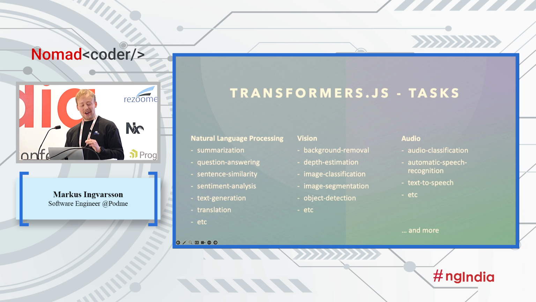Tasks are at the core of the Transformers.js API. Whether you want to summarize text, translate between different languages, detect objects in an image, transcribe speech, you name it, it just works with the same consistent interface. Just change the task name and you're instantly working in a different domain.